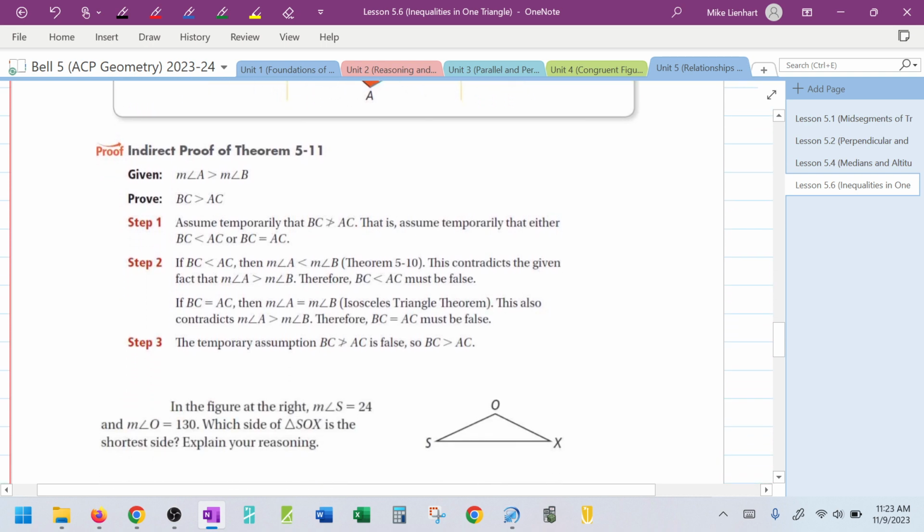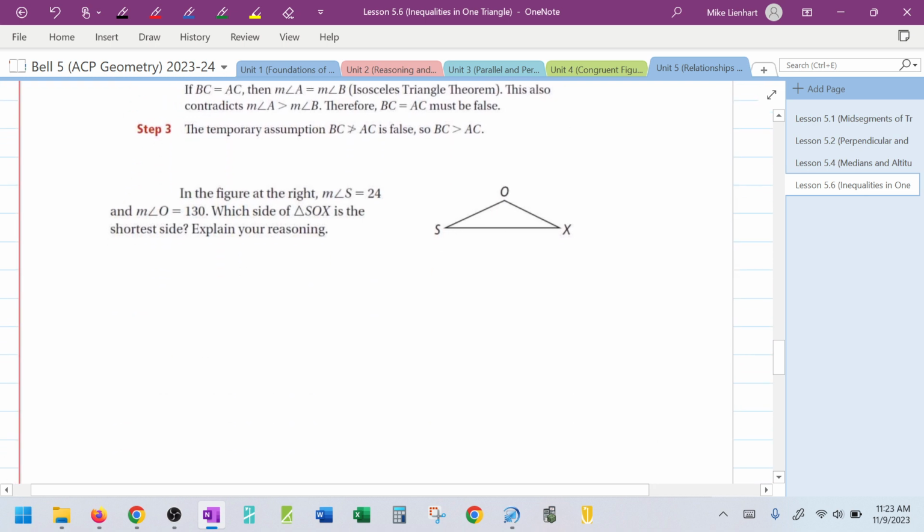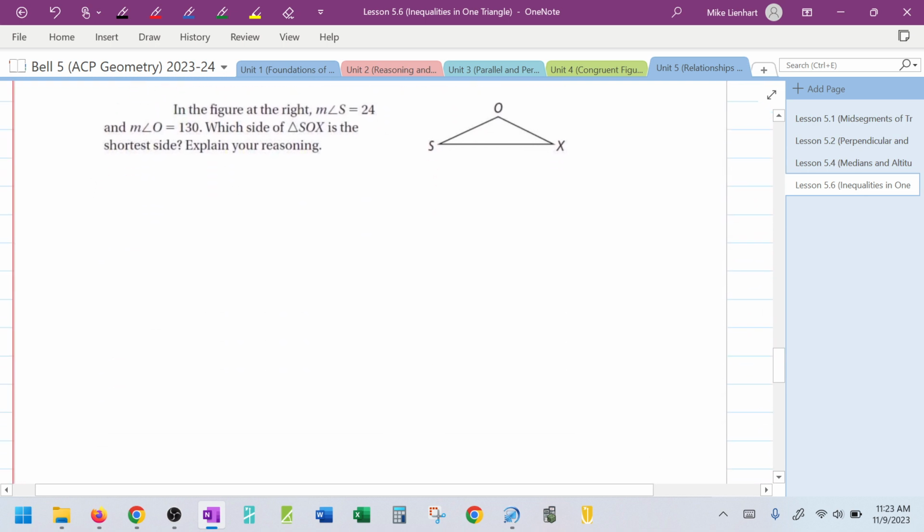Remember, this is an indirect proof, so it's a little bit harder to follow because we assume temporarily that our conclusion is false. If that proof doesn't make sense to you, don't worry about it. I just put it in there to show you guys. Okay? But take a look at this.